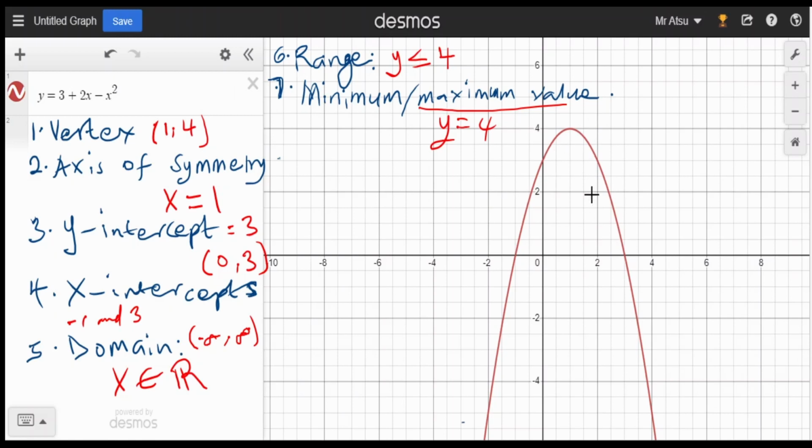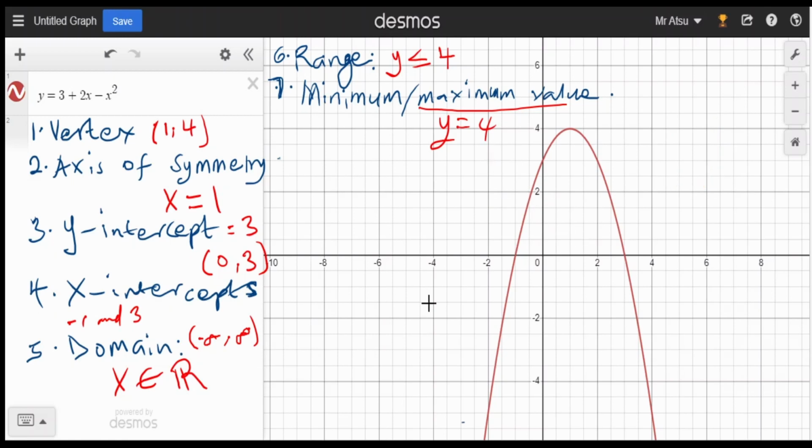That means that for a graph of this nature, you can only have a maximum value when the graph opens downwards, and you have a minimum value when the graph opens upwards this way. Then here becomes the minimum value. So the most important thing you need to keep in mind is that the minimum or maximum value can be calculated only along the y-axis, and it is always the y coordinate of the vertex, because beyond that value it cannot go either up or down. So 4 is the maximum value for this graph.